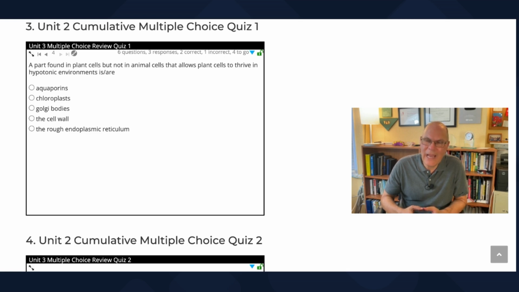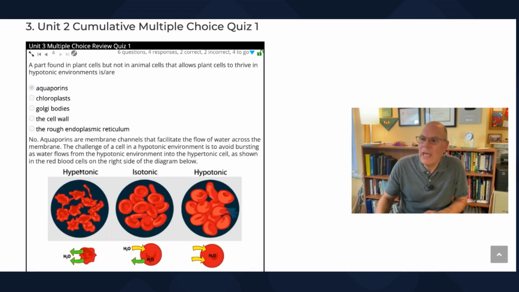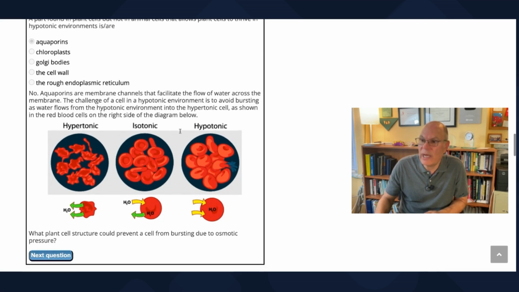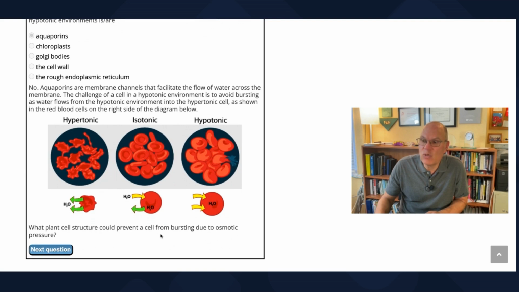Think about it. Now, I'm again going to demonstrate what happens if you make a wrong choice. I'm going to choose aquaporins, and it says no. Aquaporins are membrane channels that facilitate the flow of water across the membrane. The challenge of a cell in a hypotonic environment is to avoid bursting as water flows from the hypotonic environment into the hypertonic cell, as shown in the red blood cells on the right side of the diagram below. What plant cell structure could prevent a cell from bursting due to osmotic pressure? Well, we'll see that question again.